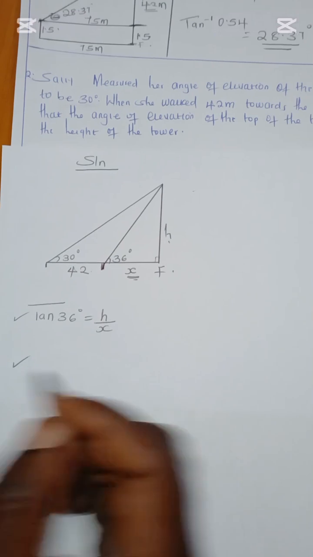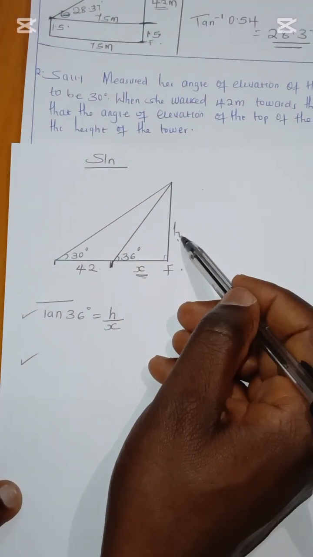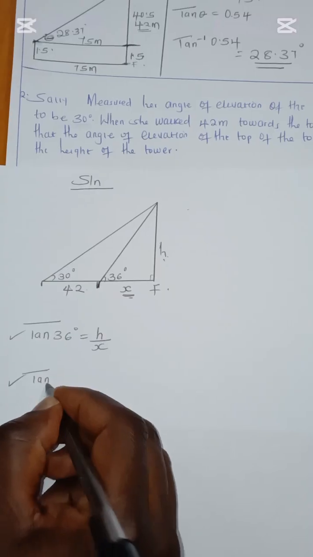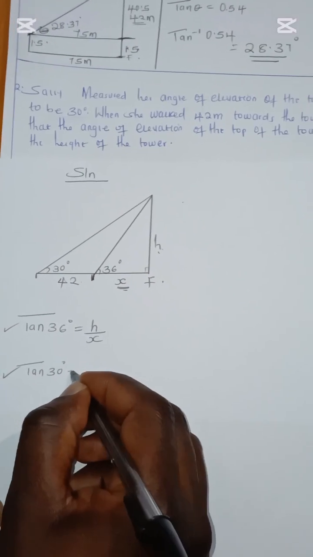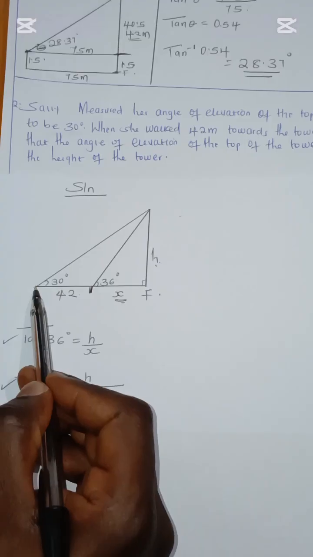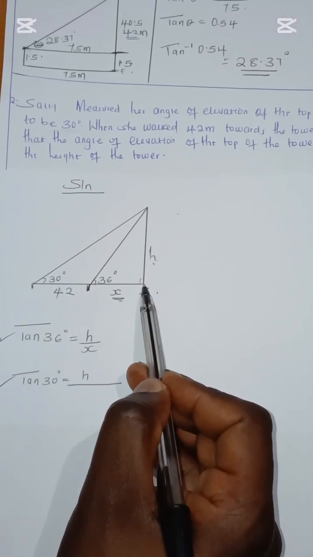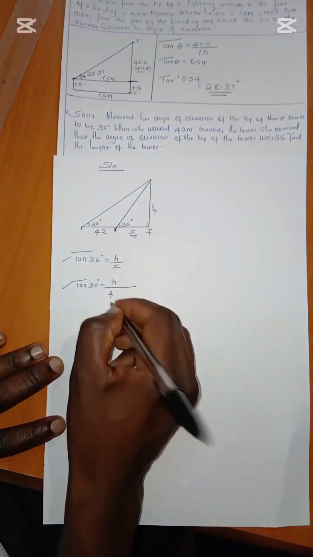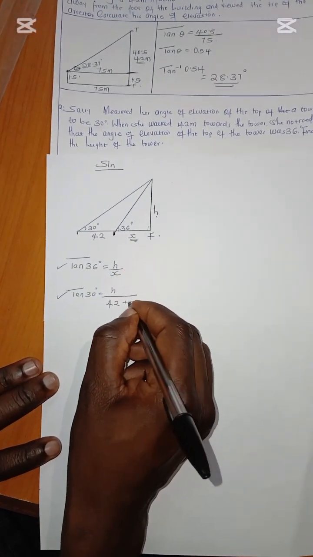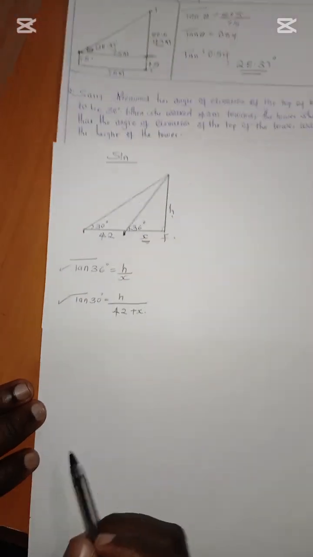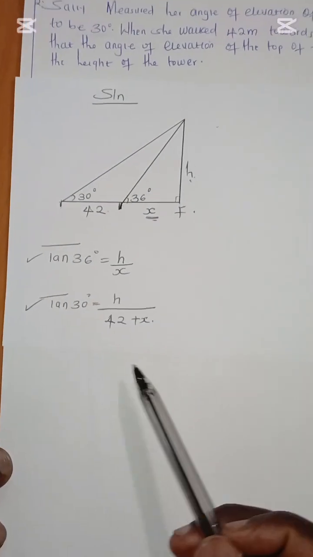The second one, this height can also be expressed as tan of 30 degrees. Tan of 30 degrees is given by opposite over adjacent, from the initial point all the way to the foot. And this distance is given by what? 42 plus x. You have to be very, very careful so that you can answer this problem.